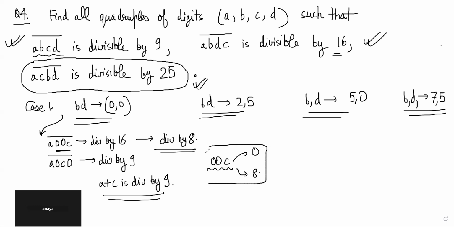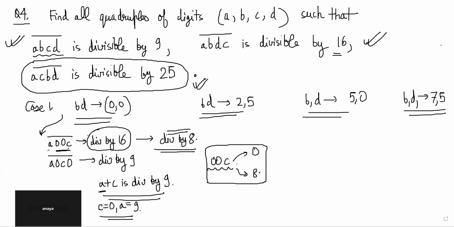So if you check C is 0, then A must be 9. Do you understand? So if C is 0, A is equal to 9, but then when you check, the number is becoming 9,000, but that is not divisible by 16. It is divisible by 8, but not by 16. It has to be divisible by 16, right?